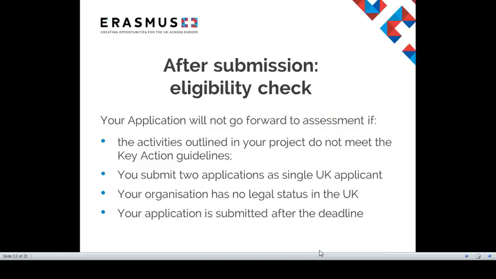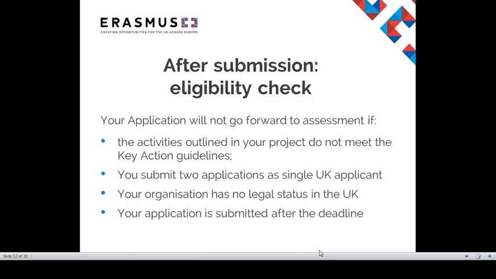Once we've received your application, we carry out some preliminary checks on it. Your application will be deemed ineligible and will not go forward to assessment if it doesn't meet the eligibility criteria specified in the program guide for Key Action 1 Adult Education Mobility Projects. These criteria are listed on pages 72 and 73 of the Erasmus Plus program guide. Please have a look at them very carefully.